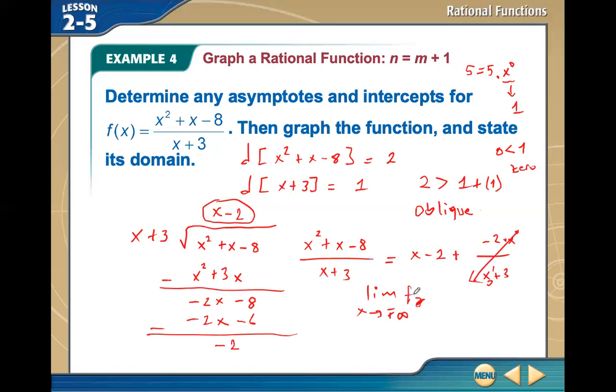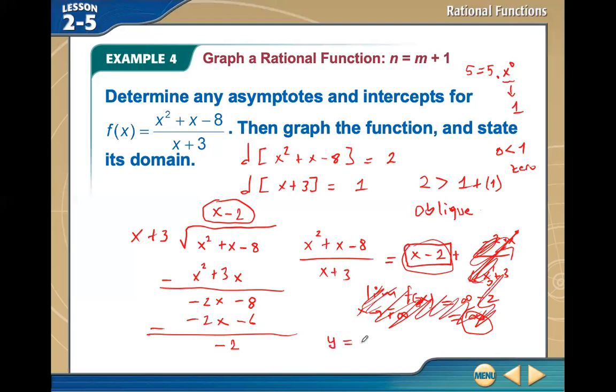Then the limit of our function will be infinity minus two. Infinity minus two will be infinity. Since we got infinity, we say that we have oblique asymptote, but no need to double check these things, okay? When you find the quotient, this is the theoretical part, you can do this. When you find the quotient, it's over. So y is equal to x minus two is an oblique asymptote. It's finished. That's it. Okay.